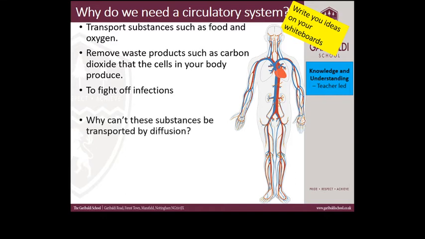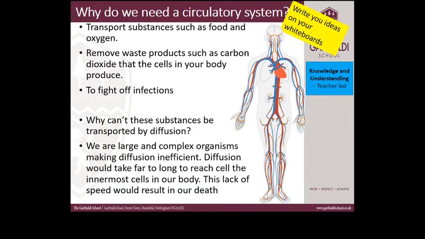Why can't these substances be transported by diffusion? So we've learnt about diffusion in our first topic. Why can't they just diffuse across our body? Why does blood need to be there to transport them? Well, it's because we are large and complex organisms, making diffusion inefficient, which means we don't do it efficiently enough. We won't be able to, for example, diffuse all the oxygen we need from one area of the body to the other end of the body.